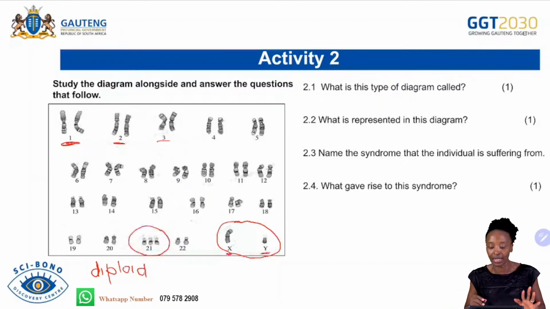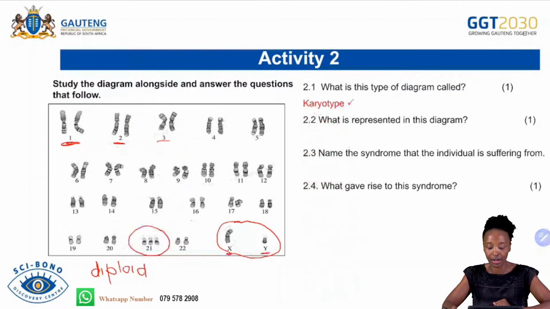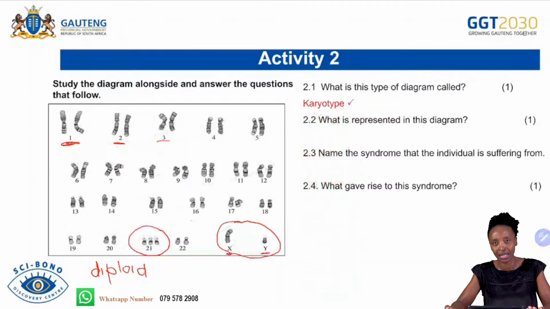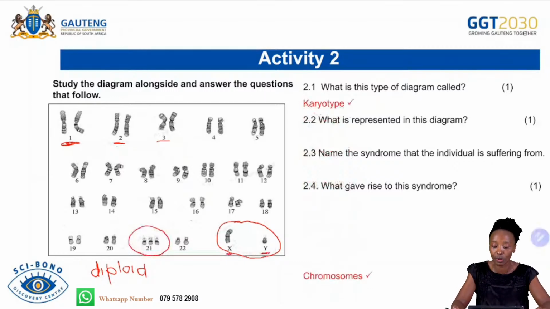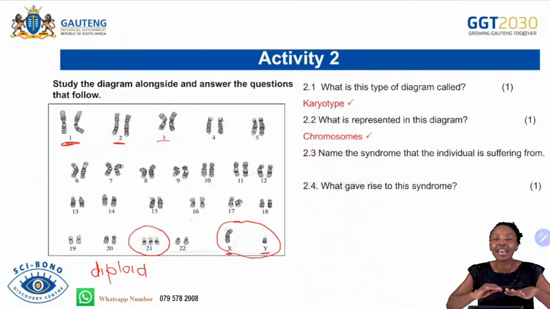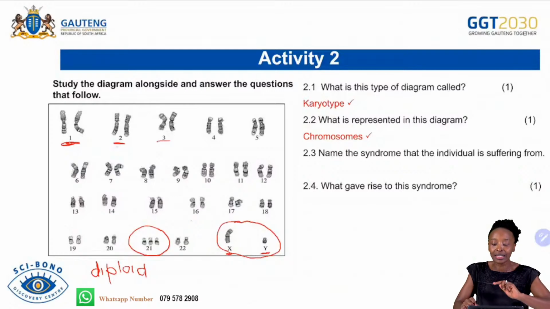So now let's look at the questions again. What is the type of the diagram called? We did say this is called the karyotype. So that is the first question, and our answer is karyotype. And then what is represented in the diagram? So what does the karyotype represent? A karyotype represents chromosomes. All these that you see here from number 1 up to number 22 and the last 2, these are called the chromosomes. So what is represented in the diagram is the layout of what? Of the chromosomes.